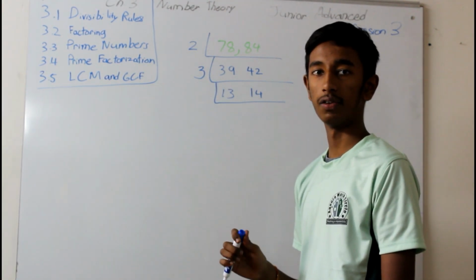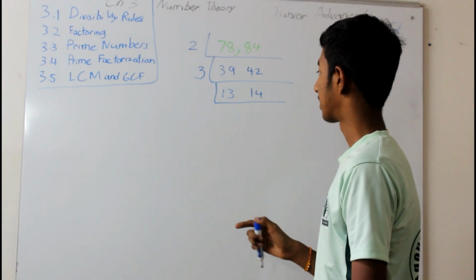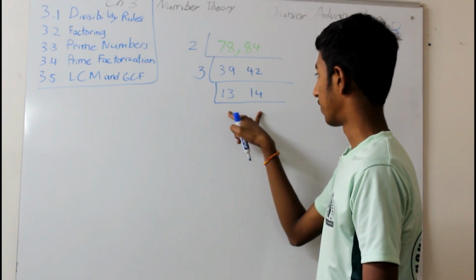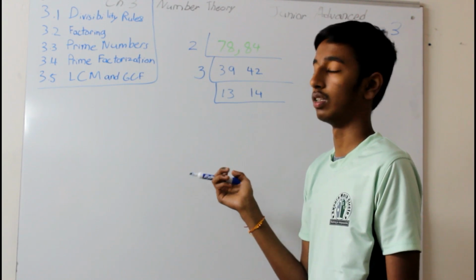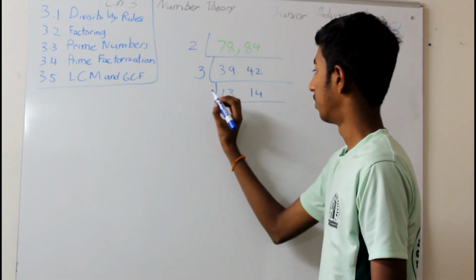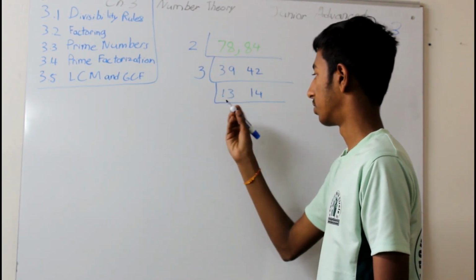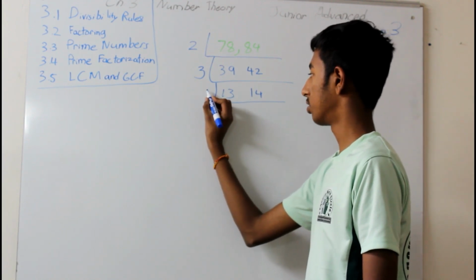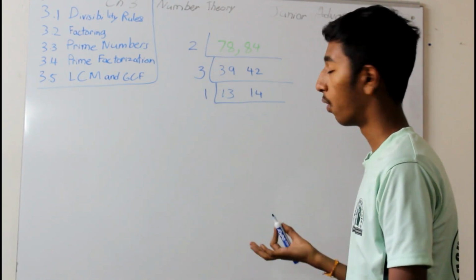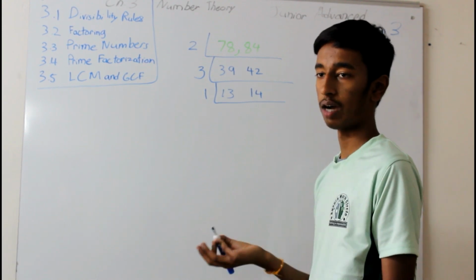Once you're at the next level, all you have to do is figure out that there are no common factors between the two, and you can easily tell that because they're two consecutive numbers. So once you reach that level, all you do is put a 1 over here. Once you get a 1 on the side, you know that your job is done.